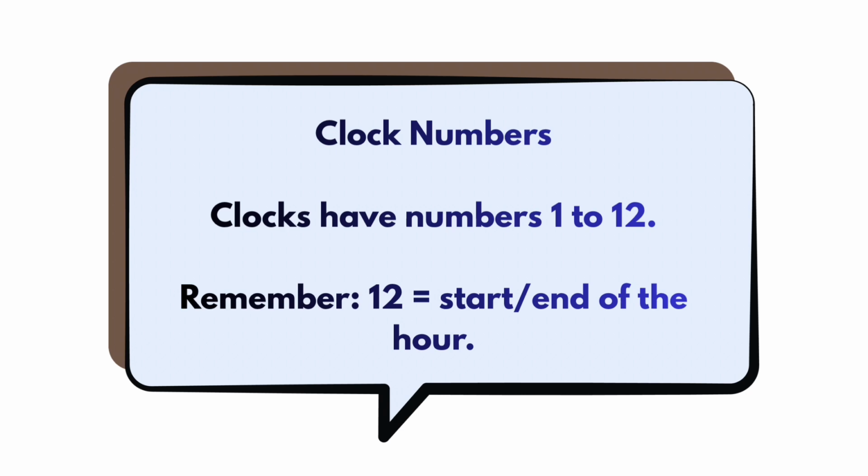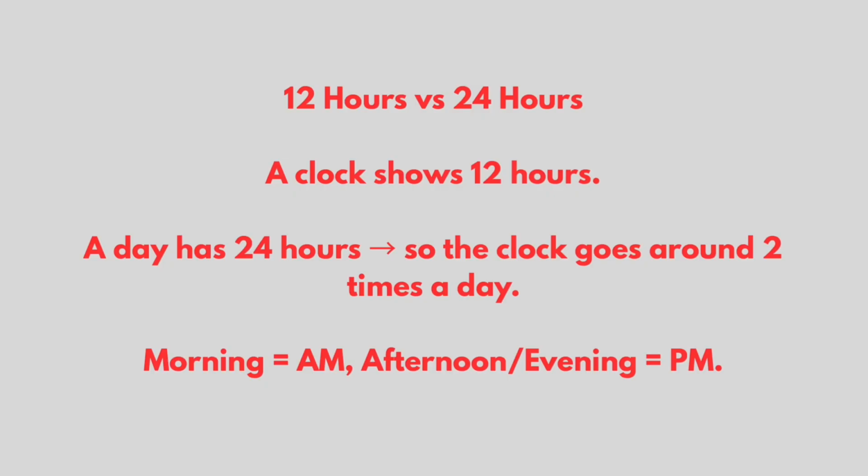12 hours versus 24 hours. A clock shows 12 hours. A day has 24 hours. So the clock goes around 2 times a day. Morning is AM, afternoon or evening is PM.